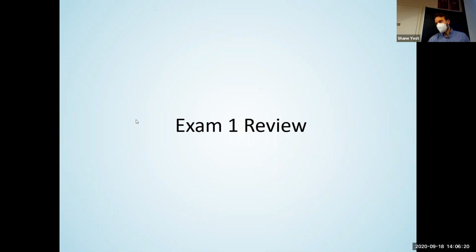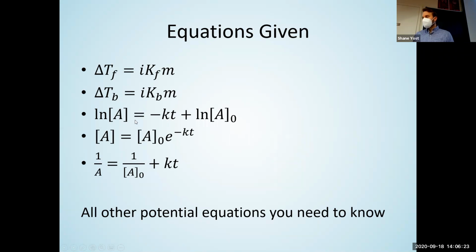A couple of things in terms of what equations are given, we have the ones listed here, and that's sort of it. The first two equations, the change in freezing point temperature and boiling point temperature, are related to colligative properties. i is your van 't Hoff factor, an integer: 1, 2, 3, 4, 5, and so on. Kf and Kb are the freezing and boiling point constants. They depend on the solvent and would be given, so you don't have to memorize what those are. m is the molality of your solution.